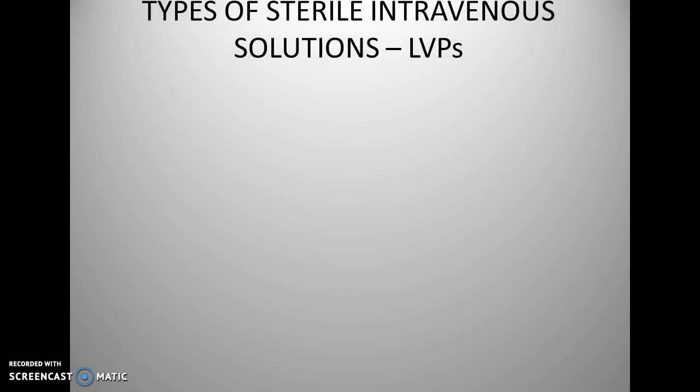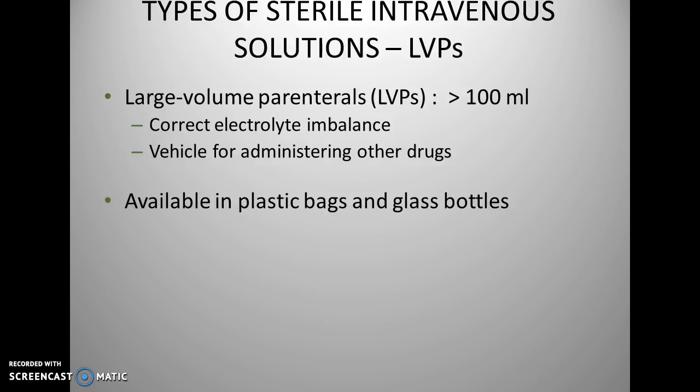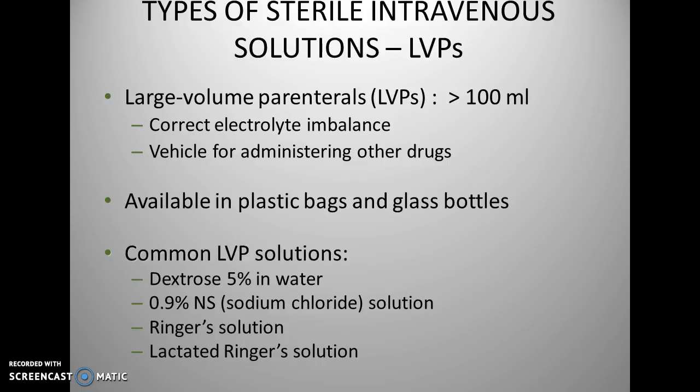Okay, and certain types of sterile solutions are called the sterile intravenous solutions, or these are large volume preparations. And large volume preparations are very important. A lot of times you see them with the IV drip that you find in a hospital, usually over 100 milliliters or more. They're done to correct imbalances, and they can be a vehicle of administration for different drugs. They're usually found in a plastic bag or in a glass bottle, and you have many different types.